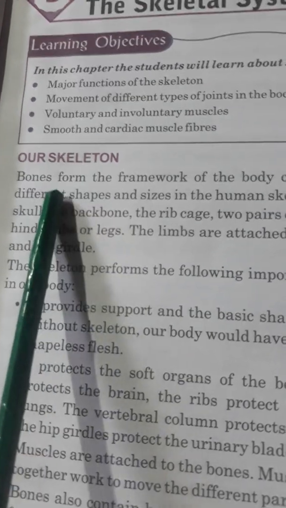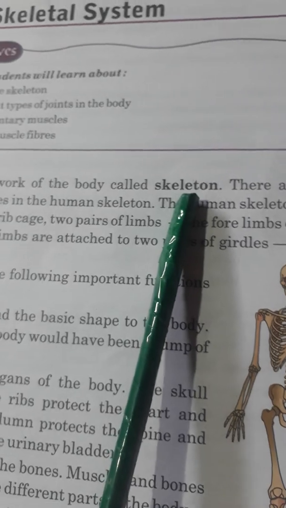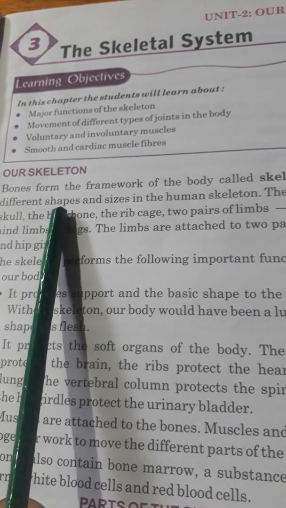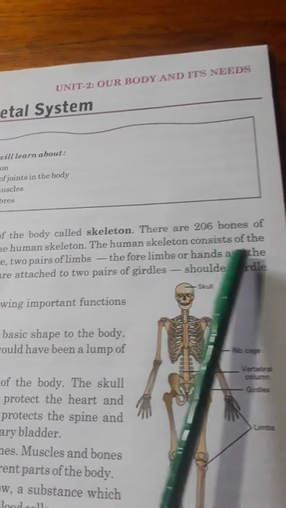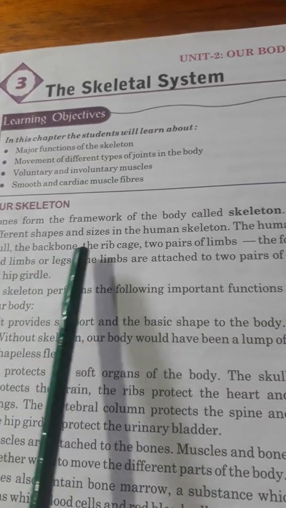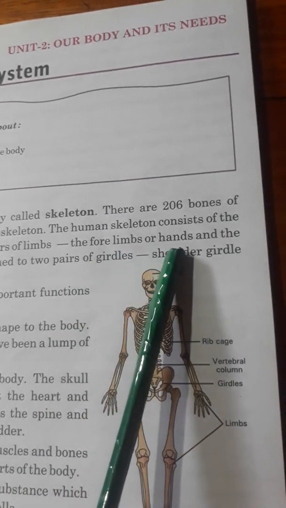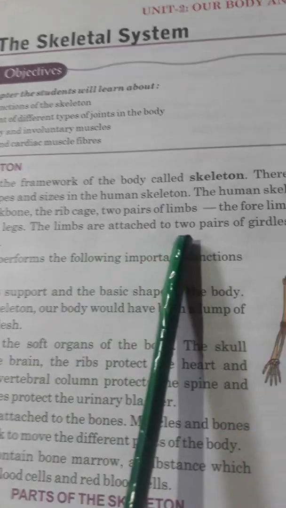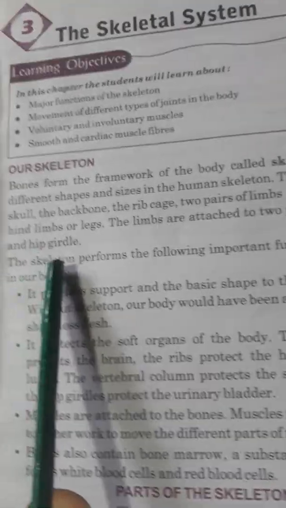Alright? Okay, our skeleton. Bones form the framework of the body called skeleton. There are 206 bones of different shape and size in the human skeleton. The human skeleton consists of the skull, the backbone, the rib cage, two pairs of limbs, the forelimbs or hands, and the hind limbs or legs. The limbs are attached to two pairs of girdles, shoulder girdles and hip girdles.